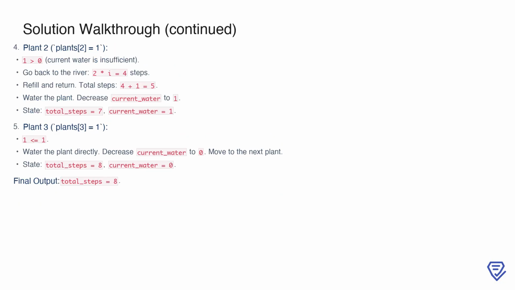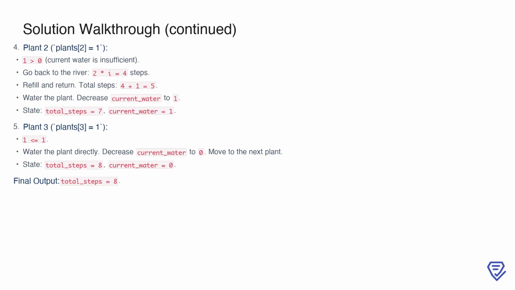At plant 2, which requires 1 unit of water, the current_water is 0, so we need to return to the river. The plant index is 2, so the round trip takes 4 steps. After refilling, we return to the plant and water it, adding 5 steps in total. This reduces current_water to 1 and increases total_steps to 7. Finally, we move to plant 3, which requires 1 unit of water. The current water is sufficient, so we water the plant, reducing current_water to 0 and increasing total_steps to 8.